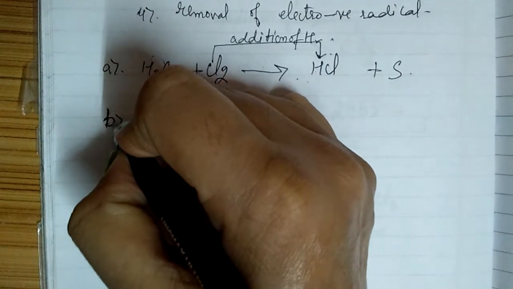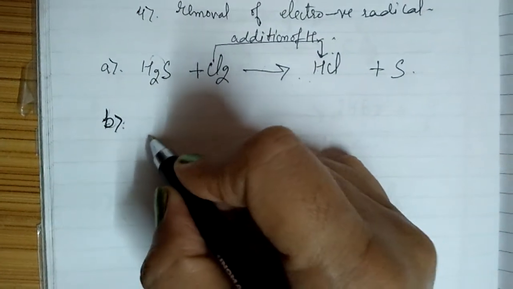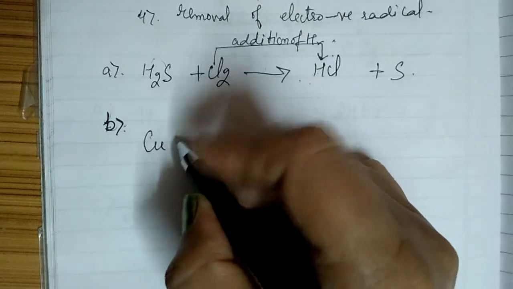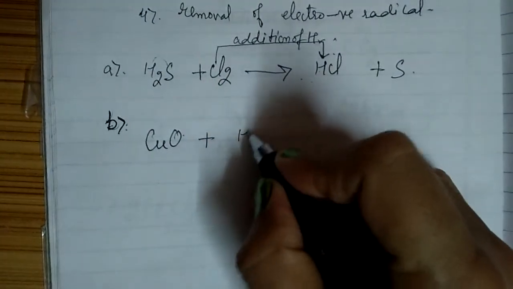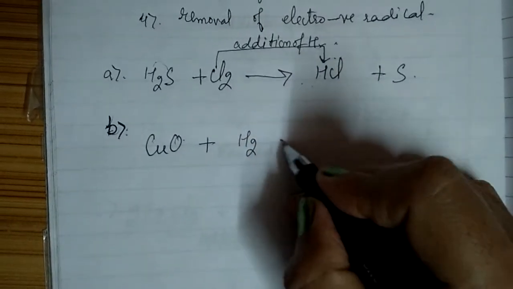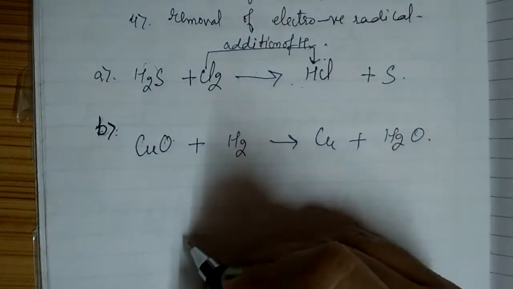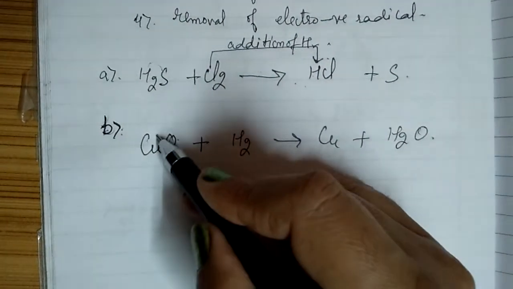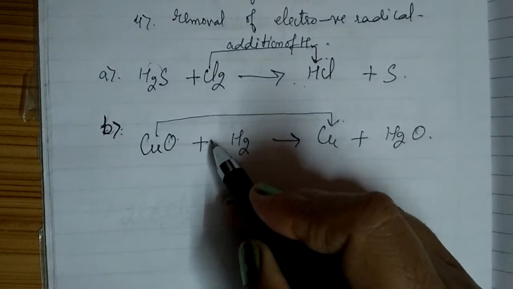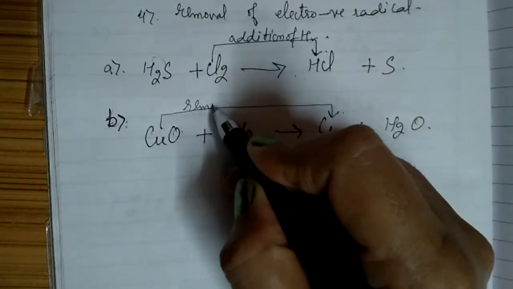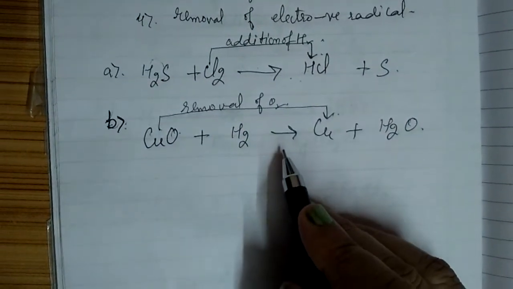Another case, another factor is the removal of the oxygen. Let us have one more example. Here this is the cuprous oxide. It reacts with the hydrogen to form what? To form the copper, and water is obtained in this case. What you can see clearly from this cuprous oxide, oxygen is removed. If there is the removal of oxygen, we say again that this is a reduction reaction.